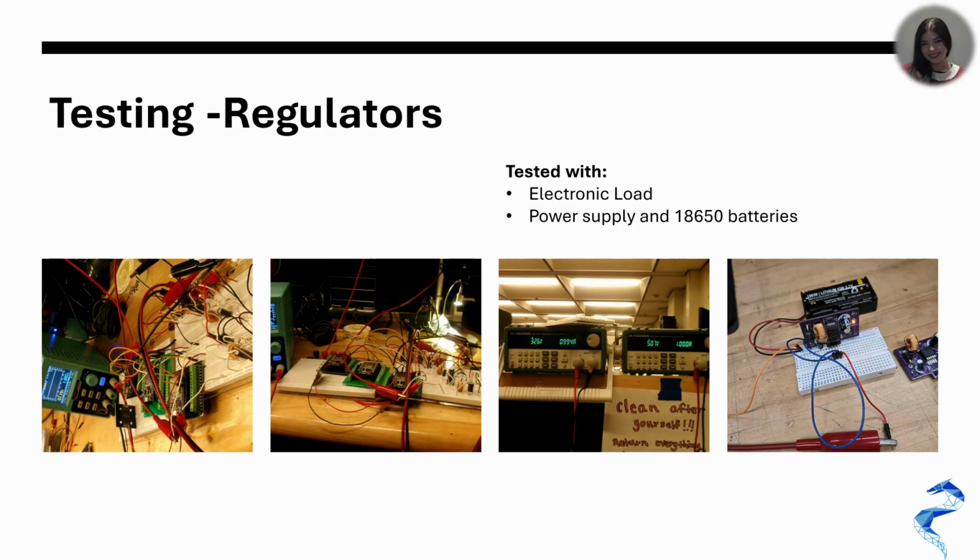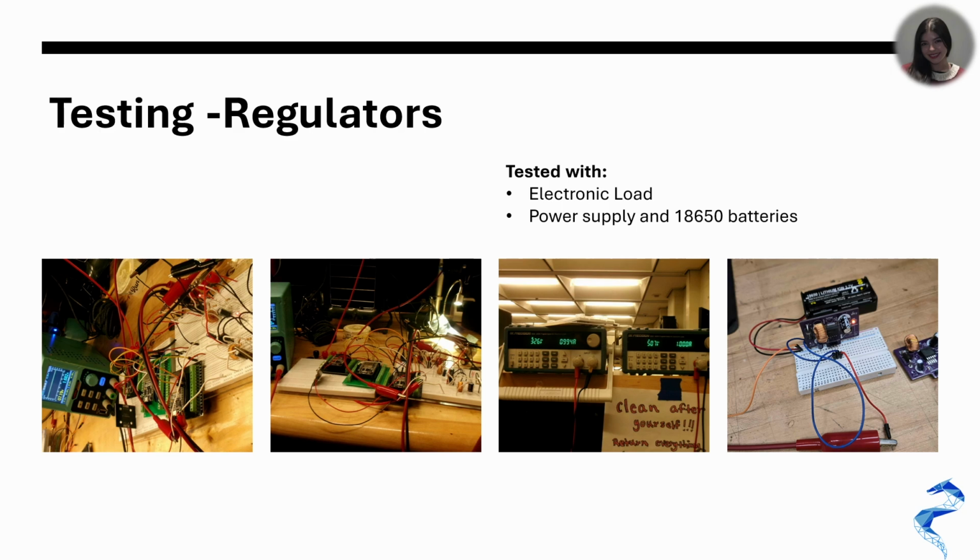For this phase, we decided to go ahead and solder all 30 of our regulators. That's 15 for the 3.3 volt rail and 15 for the 5 volt rail. We wanted to make sure every single unit was solid before moving forward. To verify them, we tested each one using an electronic load and a bench power supply, and also our 18650 batteries. This let us see exactly how they'd handle real world power demands.